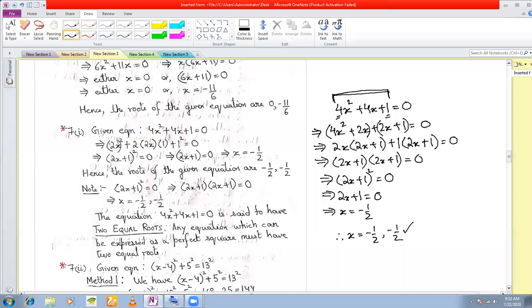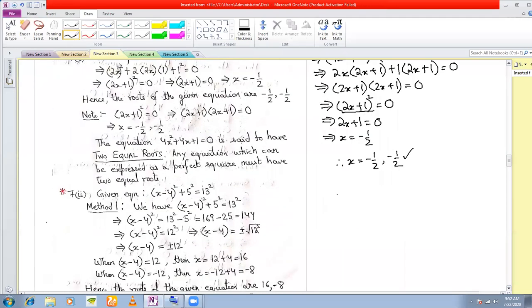Okay, this is a very important observation: whenever you have equal roots, the left hand side of the quadratic equation can be expressed as a perfect square. See that this entire expression has been expressed as 2x plus 1 whole square. This indicates that the quadratic equation will have equal roots. Okay, I have mentioned that in my note here also, two equal roots.